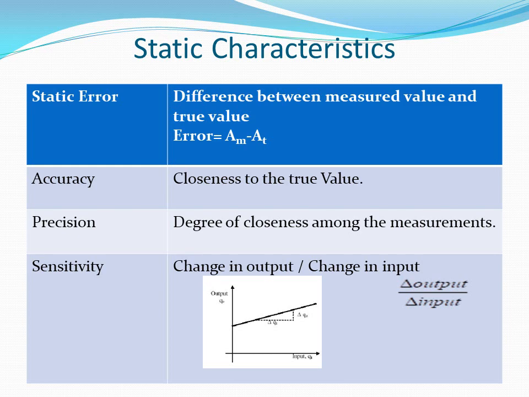Precision. See, not all the measurements, not all the data we are getting from an instrument is accurate enough. Precision is the degree of closeness among the measurements. Say I'll take the same concept. Okay, I'm having a weighing machine. I'm taking the first machine, which shows the 1 kg of apple.